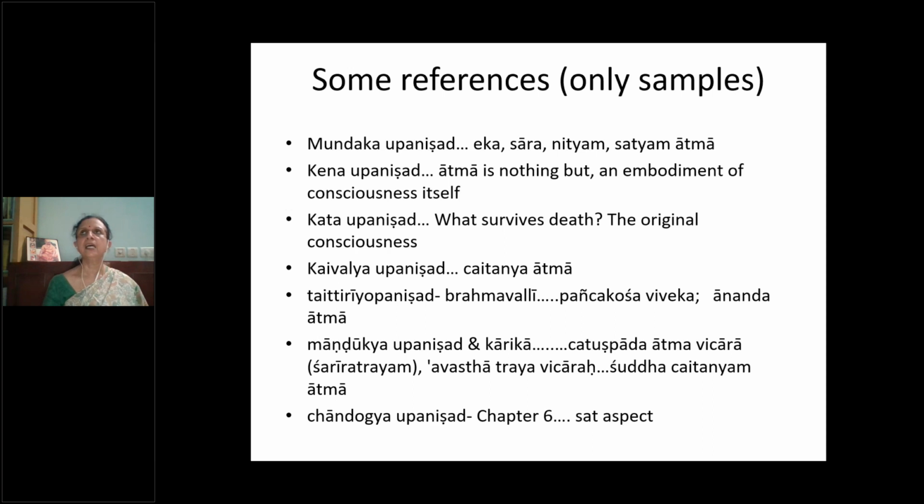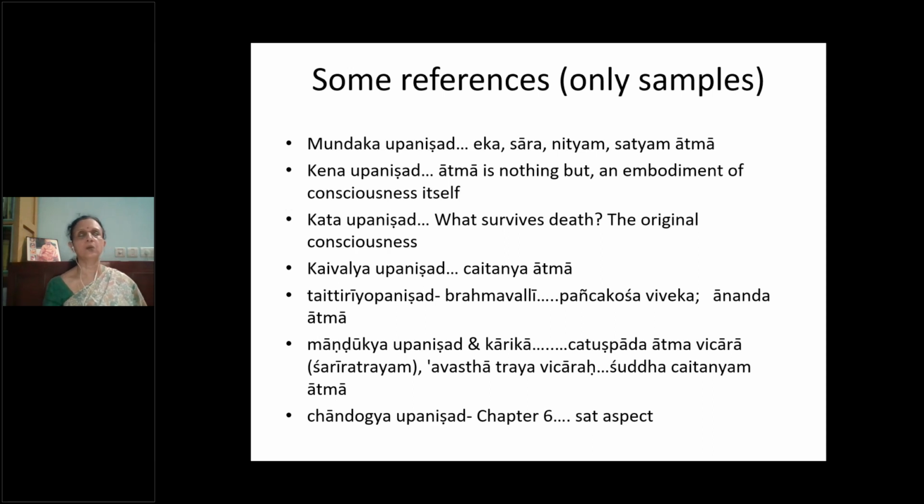In Mundaka Upanishad, which is the first Upanishad that Swamiji normally starts, we talk about consciousness and Eka, Sara, Nitya, Satyam, etc. the features. And in Kena Upanishad, we talk about Atma as nothing but an embodiment of consciousness. Lot of explanation is there. In Kathopanishad, what actually survives after death, and then comparing and contrasting original consciousness, Atma, everything is there. In Kaivalya Upanishad, the Chaitanya aspect is dealt with in detail.